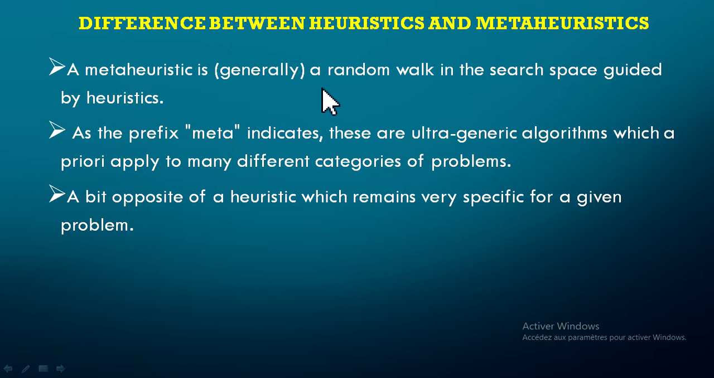So, a meta-heuristic generally is a random walk in the search space guided by heuristics. As the prefix meta indicates, these are ultra-generic algorithms which a priori apply to many different categories of problems. A bit opposite of the heuristic, which remains very specific for given problems. So generally, a meta-heuristic is used for many different problems, and a heuristic is used for a specific problem.